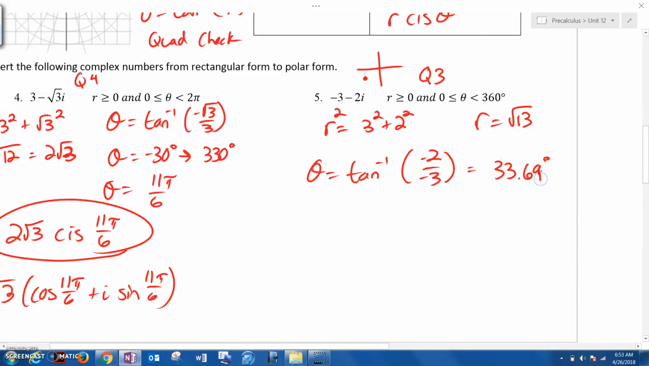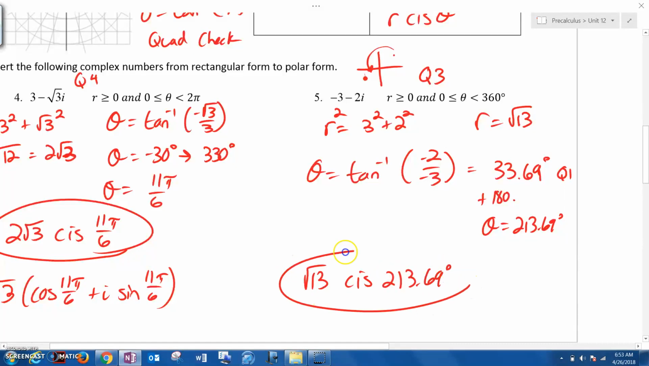So normally it'd be done except for, is that the correct quadrant? No, this is in Q1. So to get from Q1 to Q3, you have to add 180 to it. Okay, so if we add 180, then you have the 213.69. Okay, excuse me. So my final answer is root 13 cis 213.69 degrees. And then we're done.